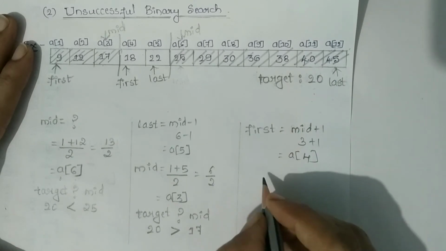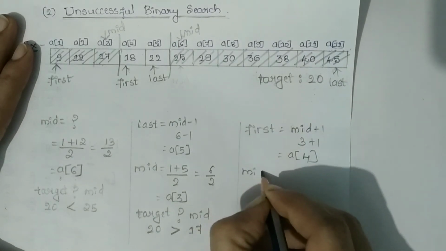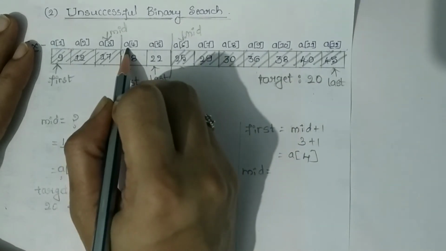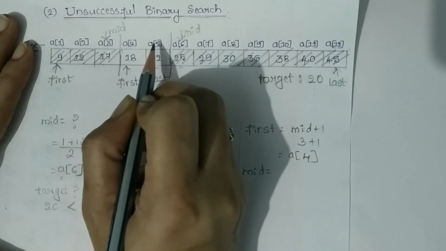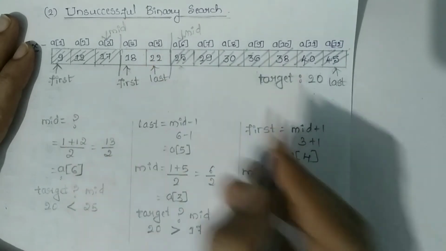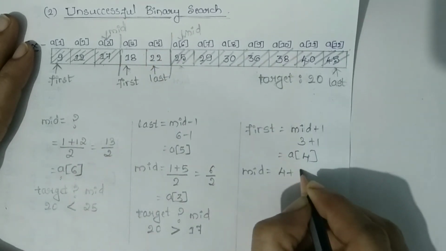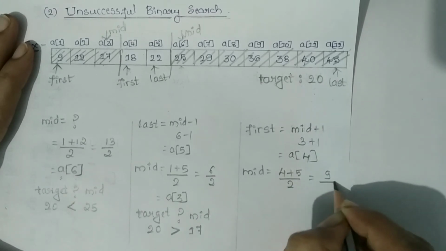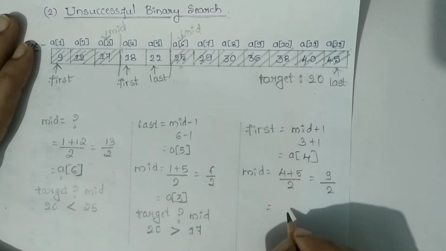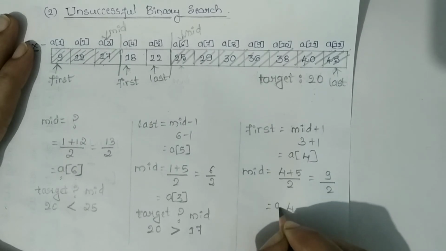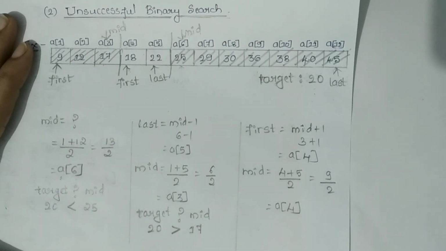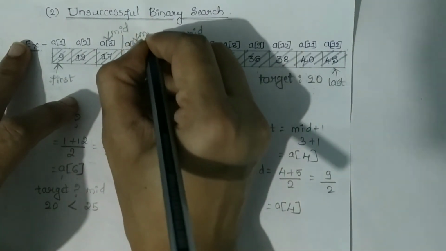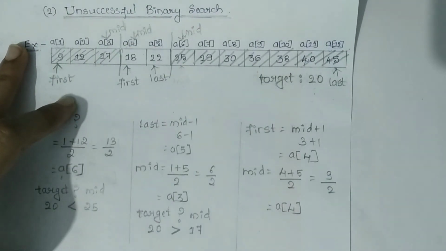Now find out the mid value of the list. This is the first and this is the last. First is A of 4, last is A of 5. 4 plus 5 divided by 2, that is 4. Array of 4. This is now the mid value of our list.